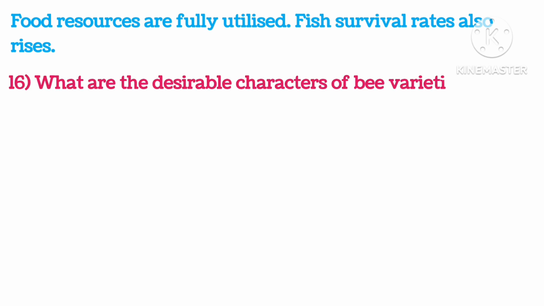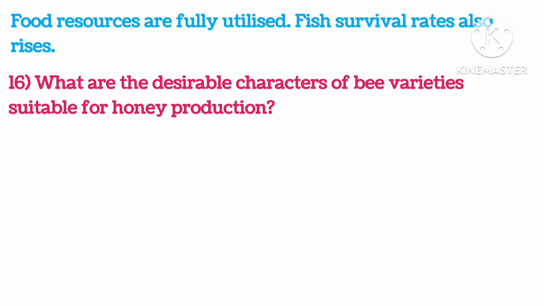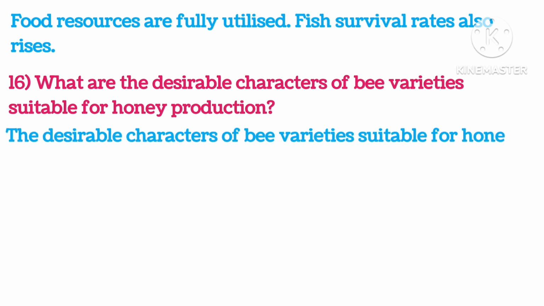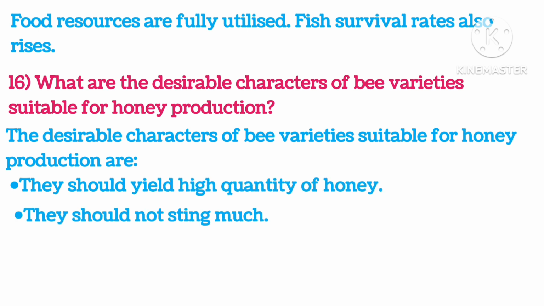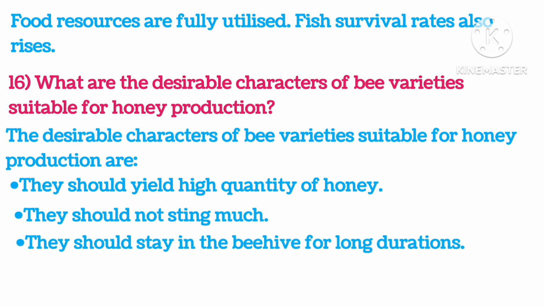What are the desirable characteristics of bee varieties suitable for honey production? The desirable characteristics of bee varieties suitable for honey production are: they should yield a high quantity of honey. They should not sting much. They should stay in the beehive for long durations. And they should breed very well.